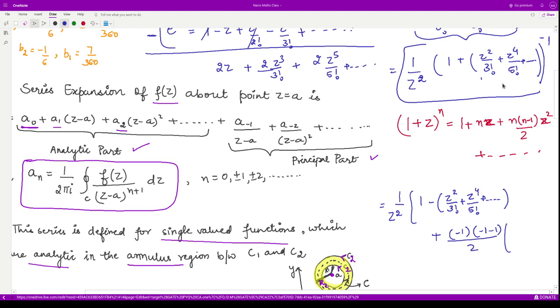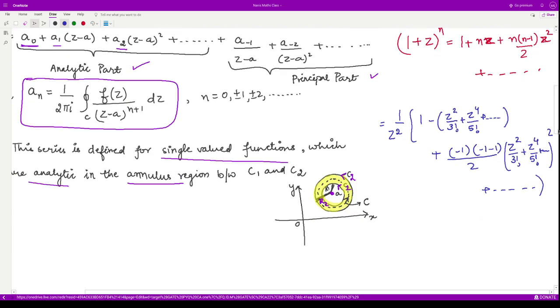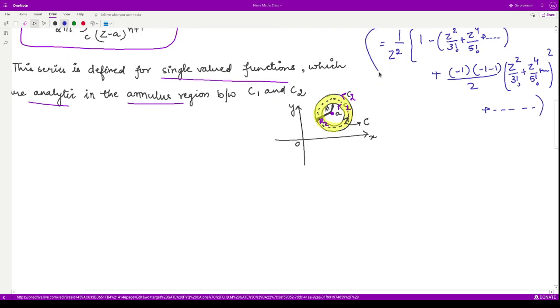And what is z square? This is our z. So it would be z square by 3 factorial plus z raised to power 4 by 5 factorial and so on, right? The square of this term and terms continuing like this. So if I write this whole thing here, what do I get? It would be 1 by z square, right? And then here you would have minus 1 into minus 2 upon 2. So basically this term overall becomes 1.